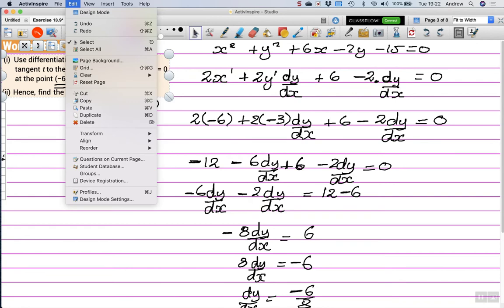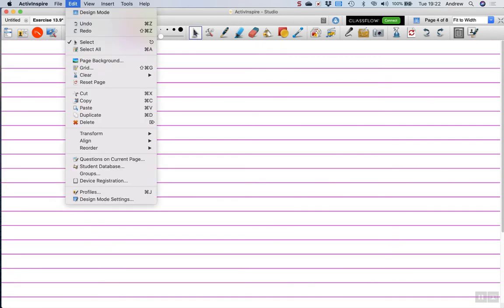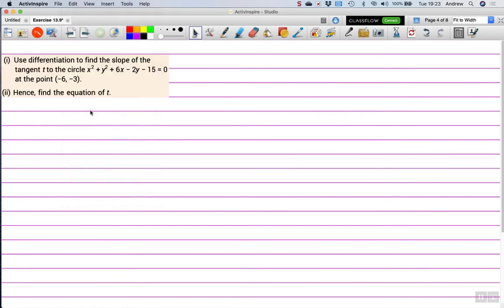We'll move to the next page, and let's just paste the question back in. What do we have from the previous page? We have dy/dx is equal to minus 3/4. Okay. Now, let's have a look at the question again. Don't forget, don't make too many big steps. Just have a look at what needs to be done, do it, and then take stock.